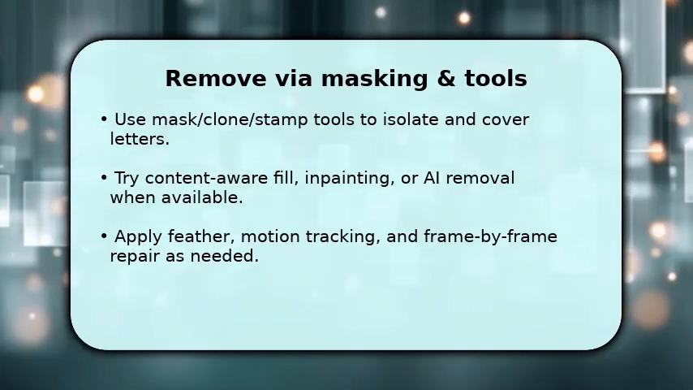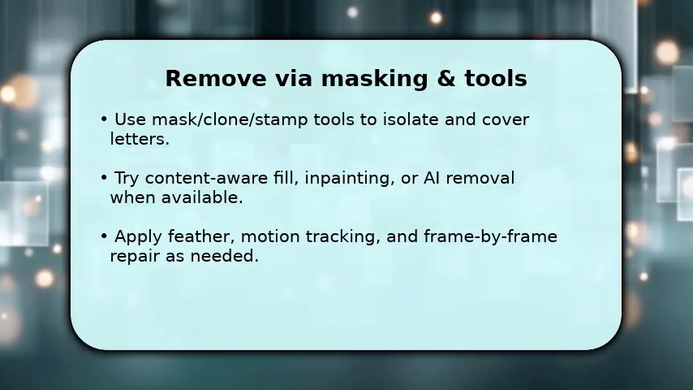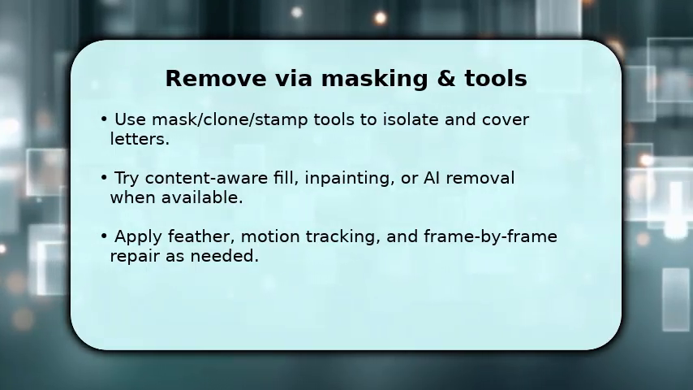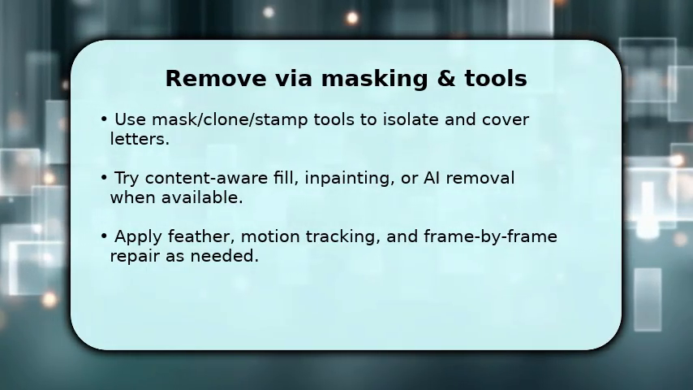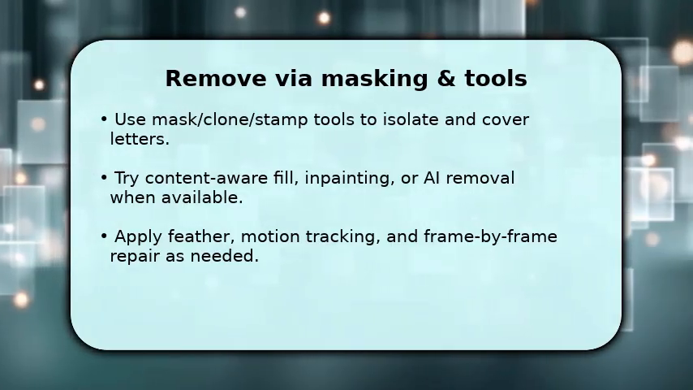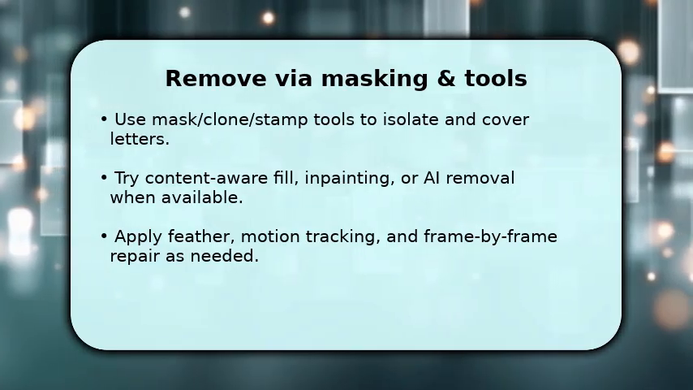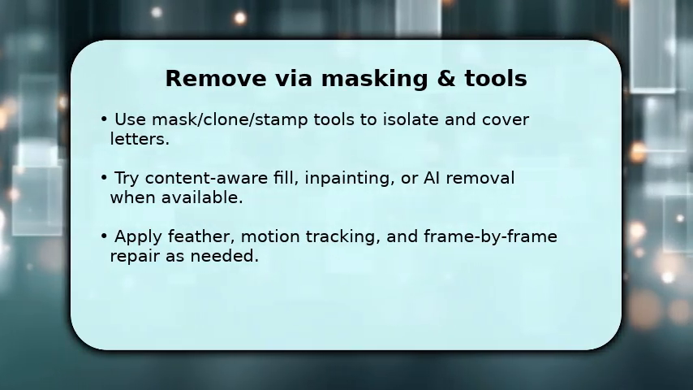Next, choose the best removal method. Paint out small static letters with clone or stamp, use content-aware fill or inpainting for textured backgrounds, or run an AI-based text removal for complex scenes. Make a motion-tracked mask if the letters move with the camera or subject. This keeps corrections aligned across frames.